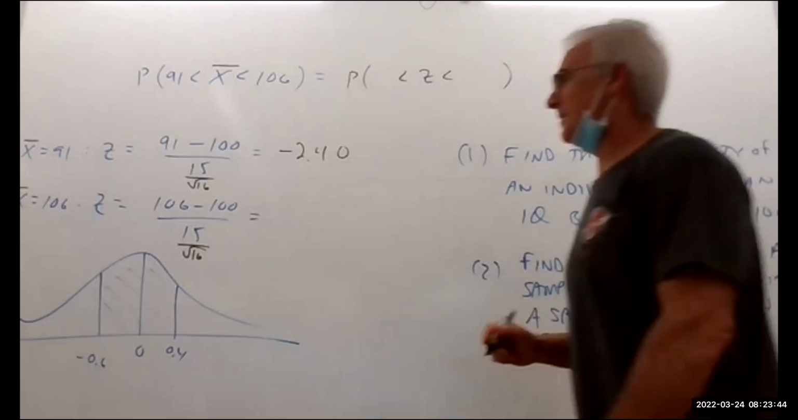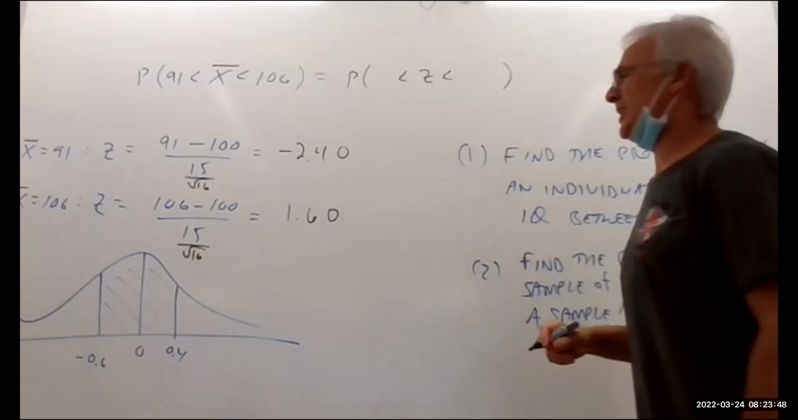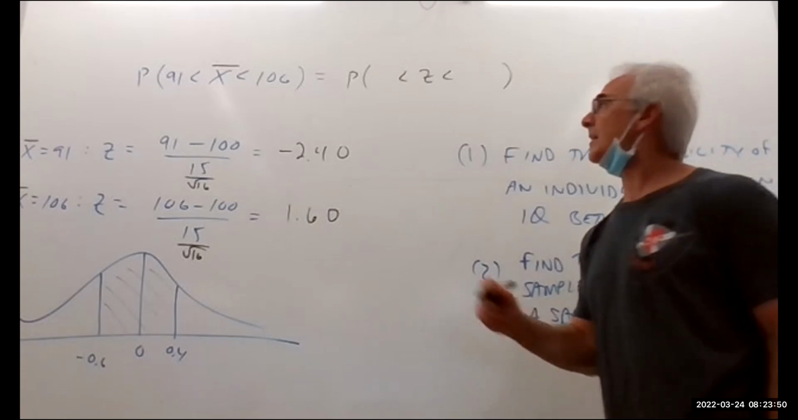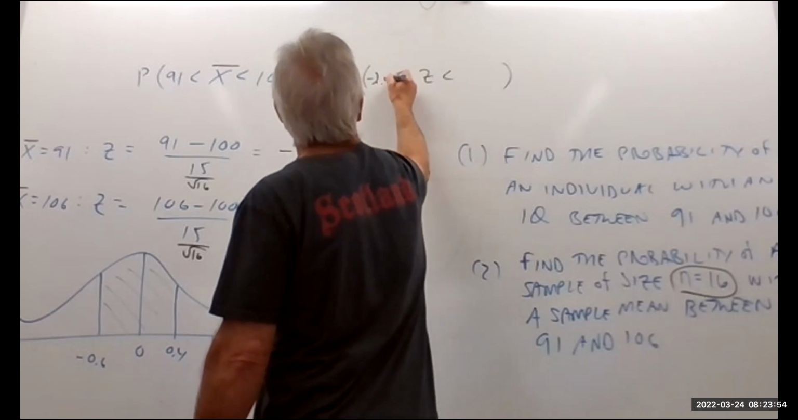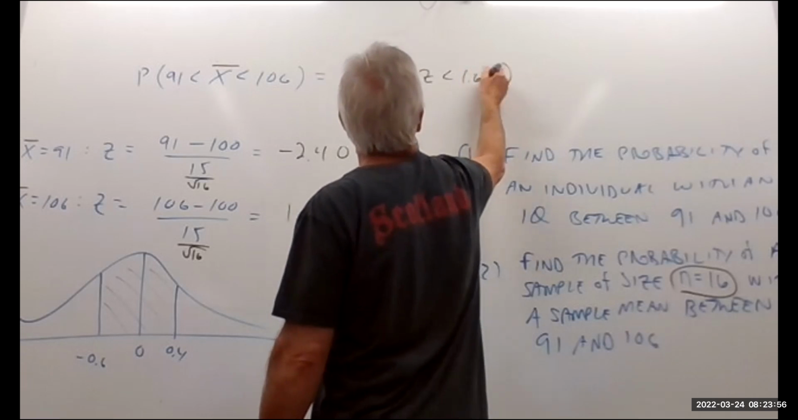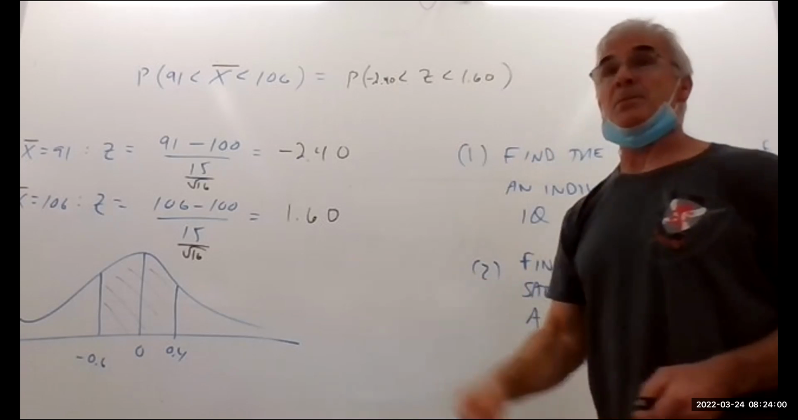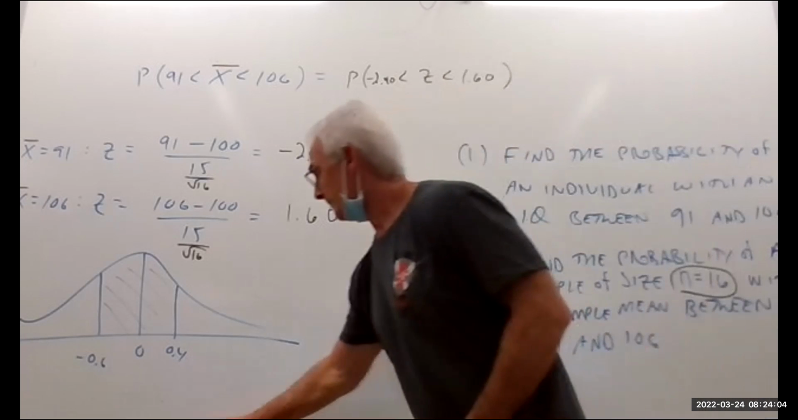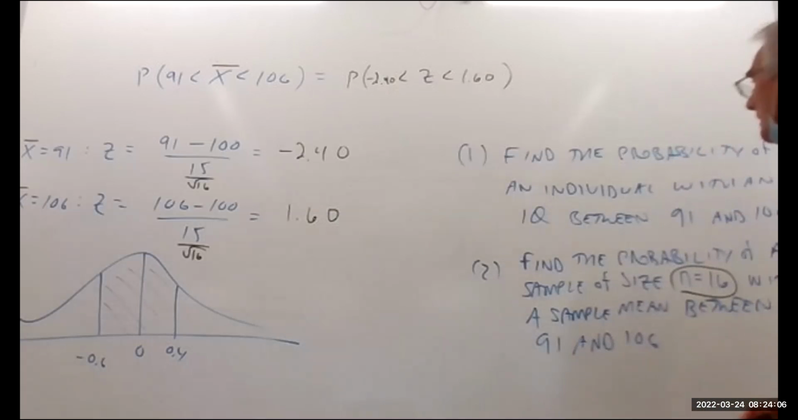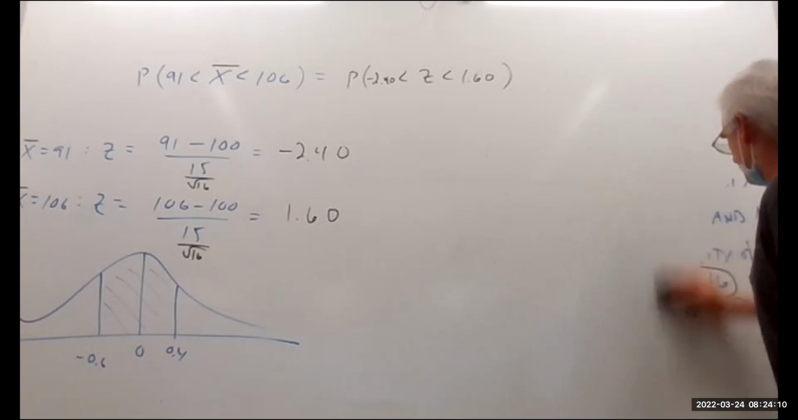Now, what's the second one? 1.60. Gee, that changes things quite a bit, doesn't it? Now I'm giving myself much more room: negative 2.40, 1.60. Whoa. So I'm going to draw a different picture in a moment to show you how ridiculous that became. Let me go ahead and erase this. You have the question now.